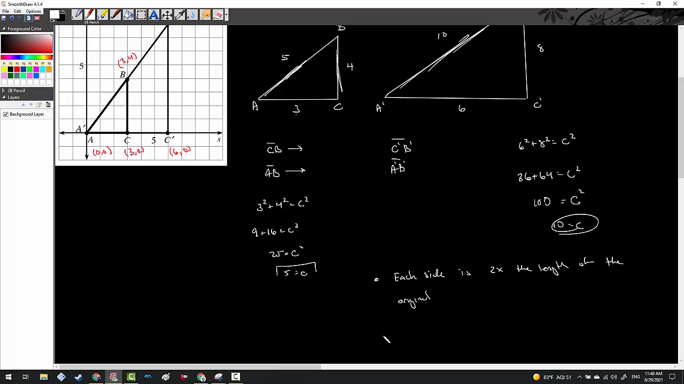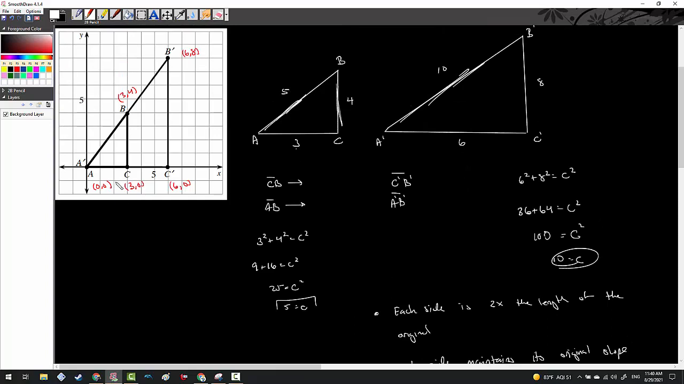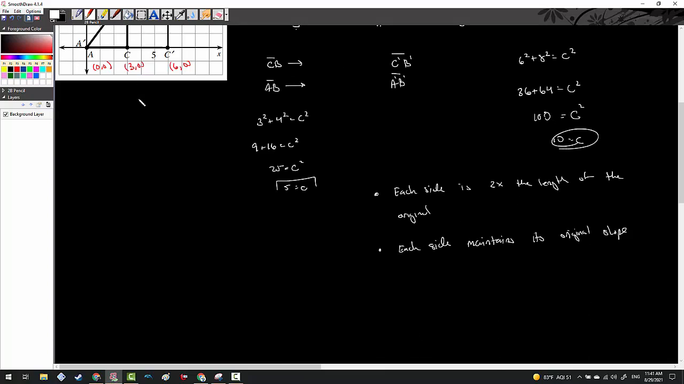So that's one observation. Another observation is that each side maintains its original slope. That should make sense, right? I mean, it's not like the line deviated as we expanded it. These two lines are vertical. The BCs, the ACs are horizontal. The AB and A prime, B prime have the same slope. Now, that's going to play a big role in the next observation.